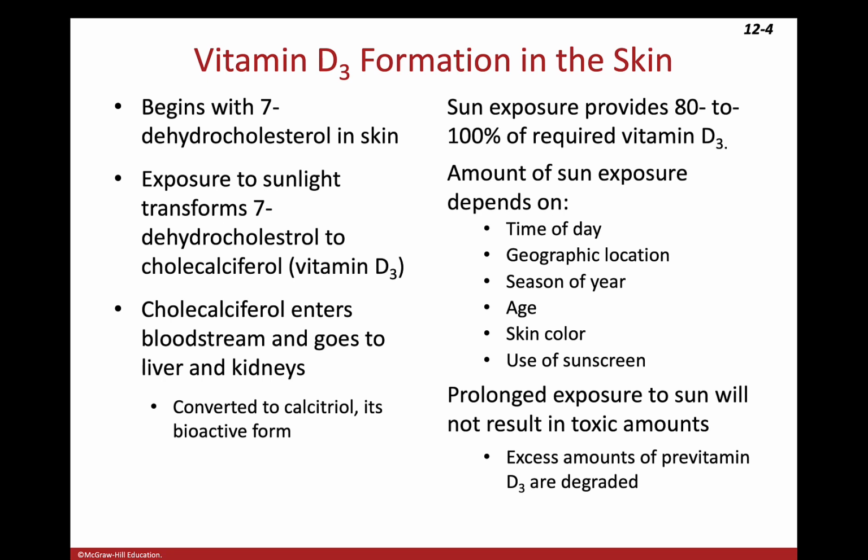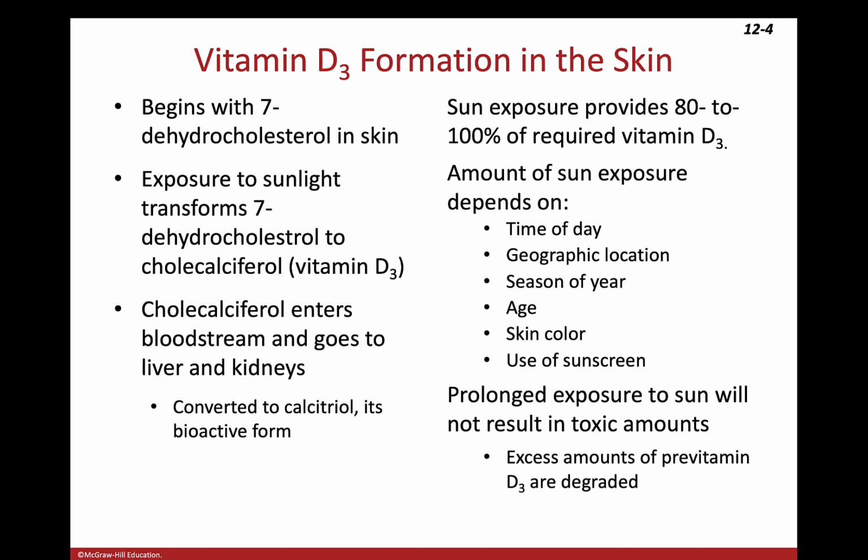Now, if we look at how this is actually formed within the skin, we're going to start off with 7-dehydrocholesterol within the skin. Now, the exposure to sunlight is going to transform this substance to cholecalciferol, that is vitamin D3. Cholecalciferol will enter the bloodstream, and it's going to go to the liver and kidneys, and this is where it's actually converted to calcitriol, and this is the bioactive form. Now, when we look at sun exposure, it's going to provide anywhere from 80 to 100% of required vitamin D3.